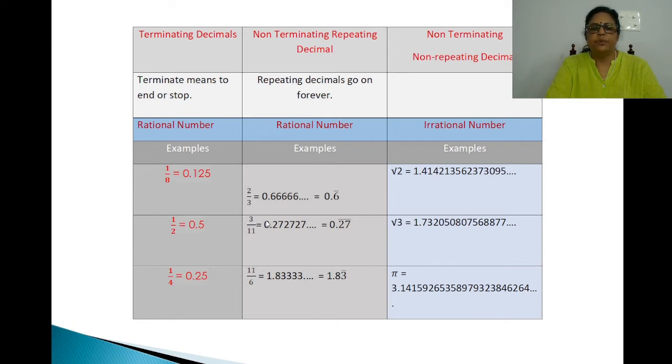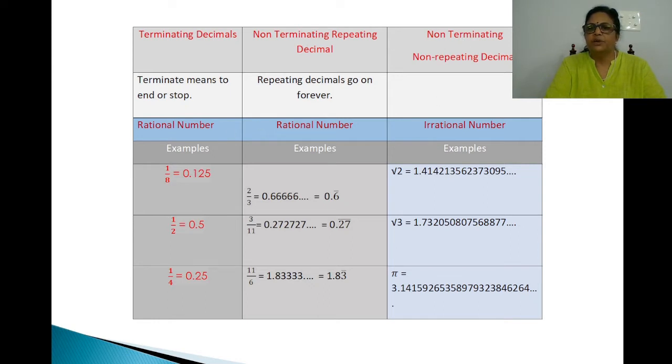3 by 11 is 0.27272727. It is repeating and it does not have any stop, so non-terminating, no stop and repeating decimal. 11 by 6 is equal to 1.8333. Here 1 and 8 are not repeating but 3 is repeating, so this is also a non-terminating repeating decimal. So terminating decimals and non-terminating repeating decimals are rational numbers.